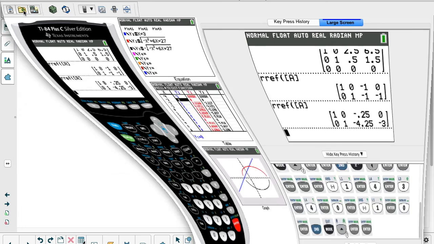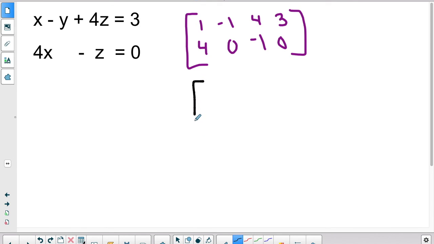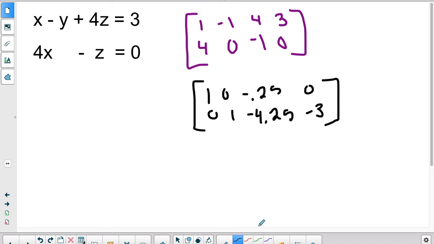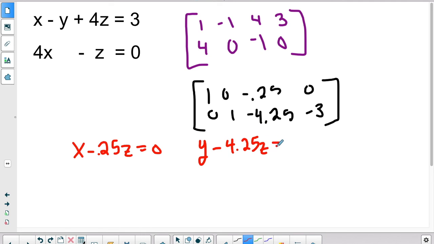And now that we have that, we're going to go back to our other page. So the matrix that we got was 1, 0, -0.25, 0, 0, 1, -4.25, -3. And again, our two equations we got from it is x minus 0.25z equals 0, and y minus 4.25z equals -3. So again, in both cases here, we are given two equations that are in terms of x and z, y and z.